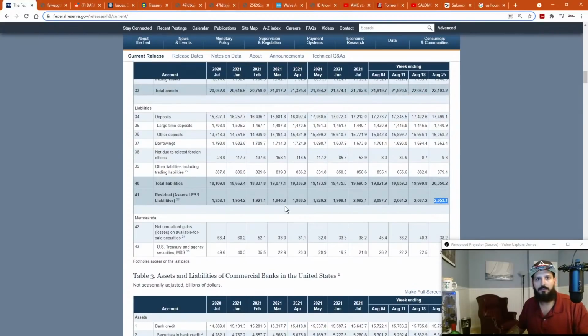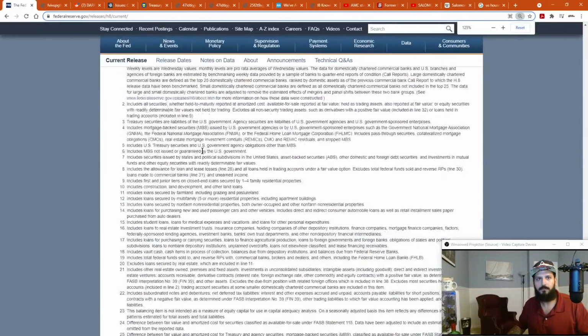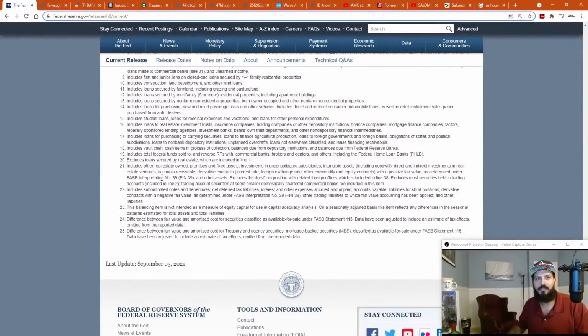Then you got to look at their residual assets after liabilities, and that was actually 1.952 trillion back in July of 2020, and in August is 2 trillion, $53 billion. So it was barely a $100 billion increase, as you can see. However, none of these liabilities, these other liabilities, including trading liabilities, there's a lot of things that they do include and some things that they don't.